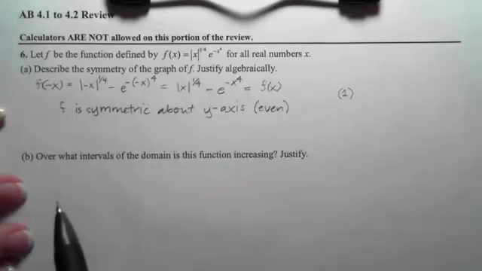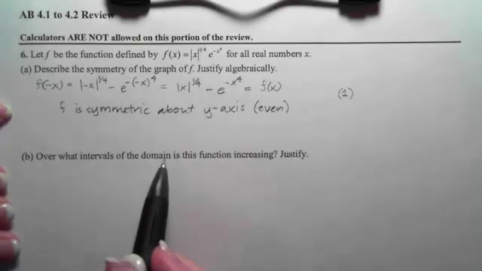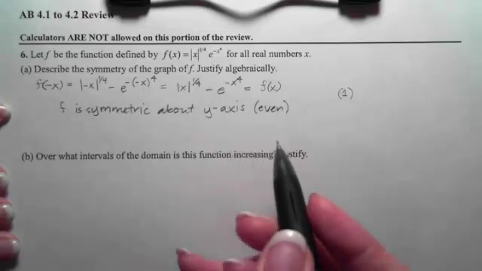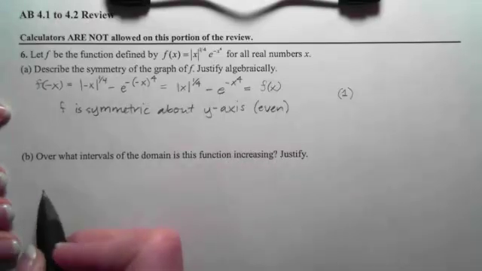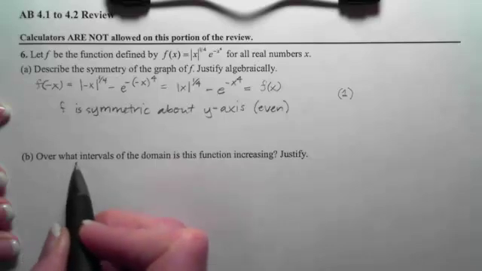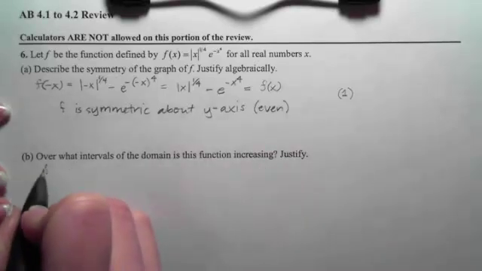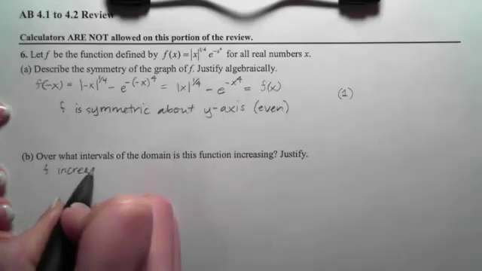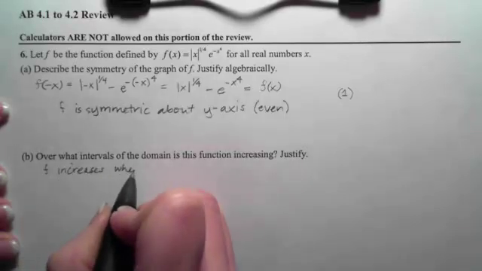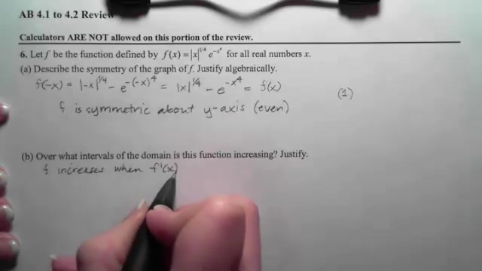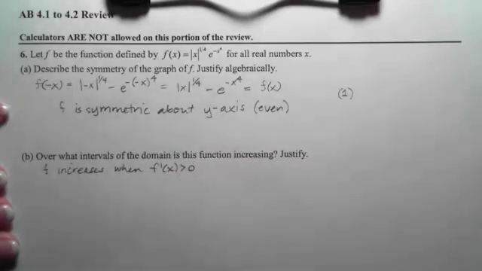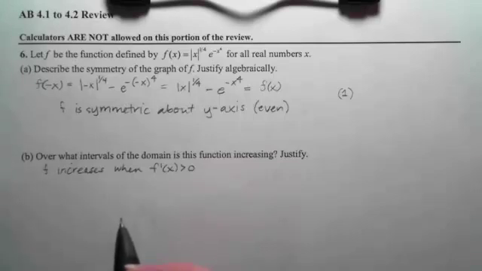So next, part B asks over what intervals of the domain is the function increasing, and then justify. Well, if a function is increasing, that means it's going to be rising. So that's just another way of saying that f increases when f prime of x is positive. Because we have an even function, we can look just at the right side and see what happens there, and then use symmetry to make conclusions about what's going on the left side.